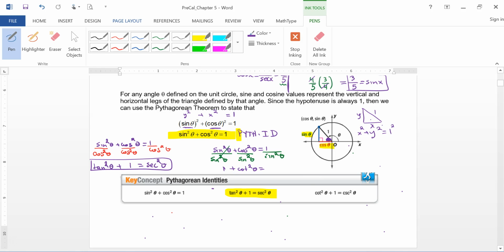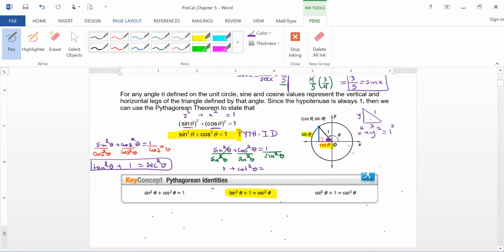Can we do it using a triangle? Okay, let's do it using a triangle first. So go ahead and do that using a triangle. So it's adjacent over opposite, right? And how much is the hypotenuse? Square root of 5.